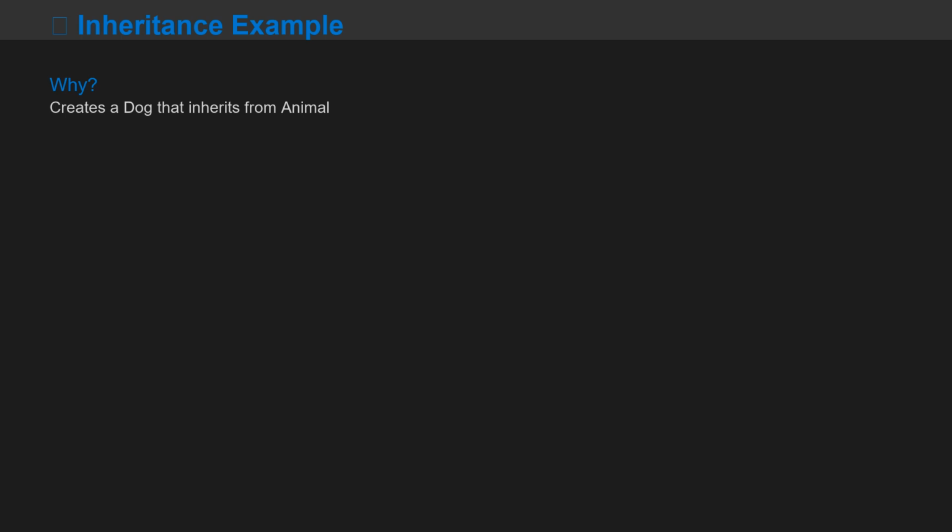Let's look at a more complex example. Here we have an Animal constructor and a Dog constructor that inherits from it. The key part is using Object.create to set up the prototype chain. We also reset the constructor property to maintain the correct constructor reference. Now when we create a dog and call speak, it works because of the prototype chain.